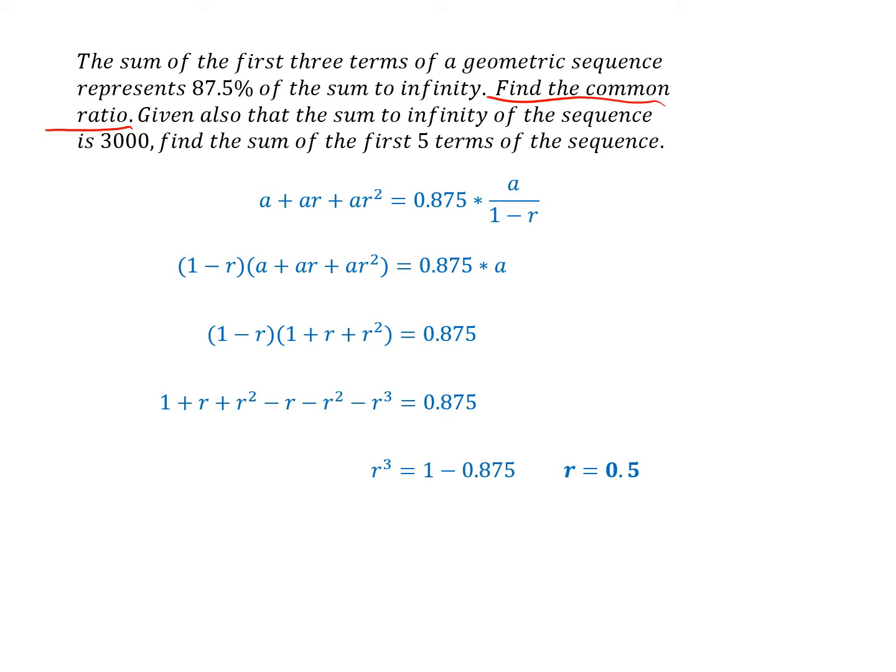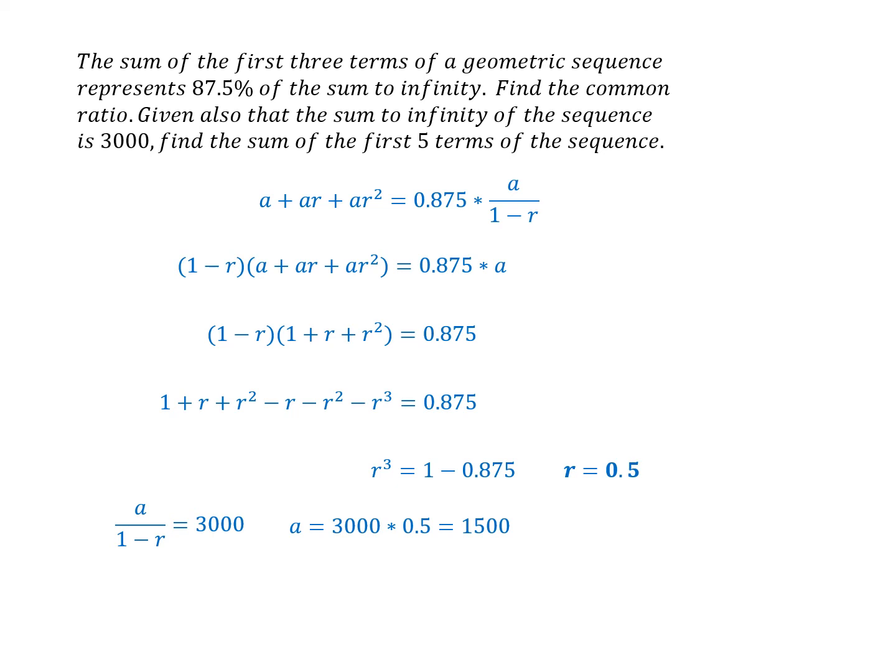So now we're also told that the sum to infinity of the sequence is 3000. So that means that a over 1 minus r is 3000. And from there, if we know what r is, we can say that a is 3000 times 0.5, which is 1500.